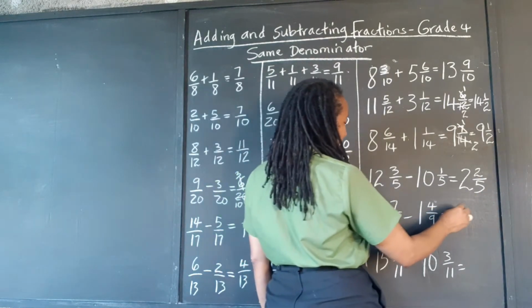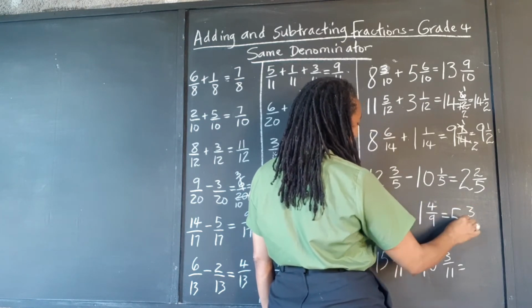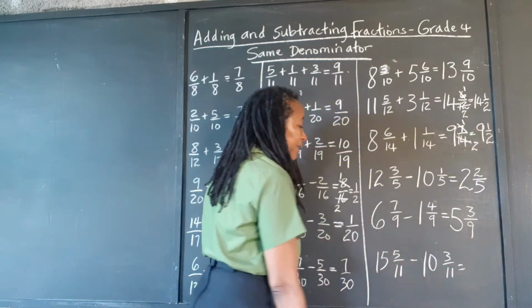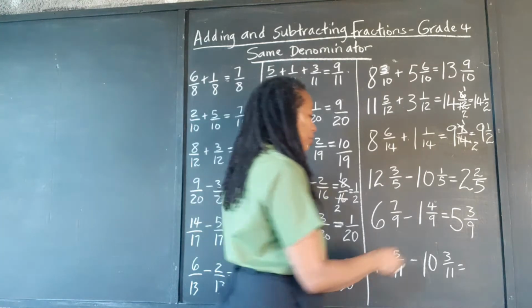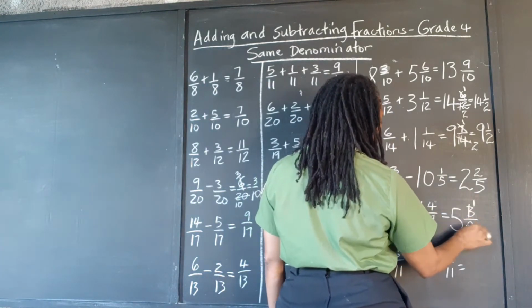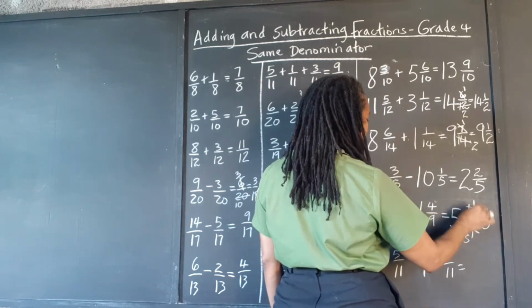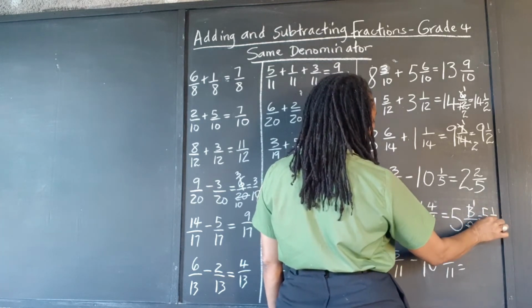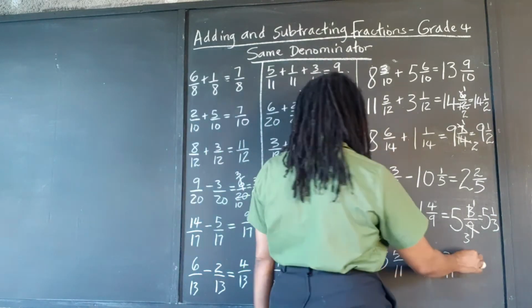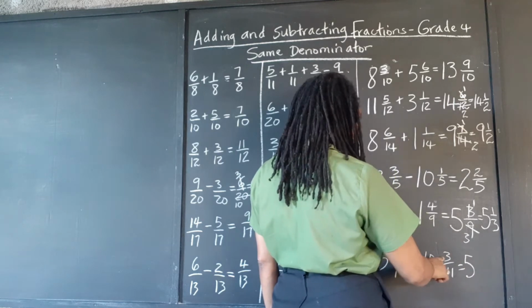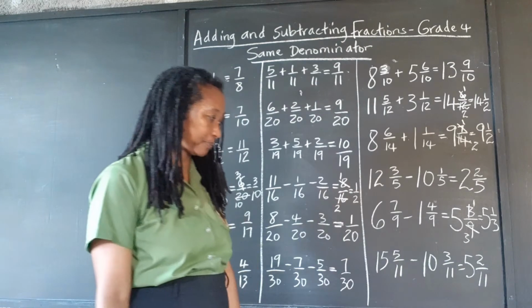6 take away 1, that's 5. 7 take away 4, that's 3. Put that back over 9. However, 3 over 9 can be reduced. 3 can go into 9. So 3 goes into itself once and 3 goes into 9 3 times. That's 5 and 1/3. 15 take away 10 is 5. 5 take away 3 is 2. And we put that back over the 11.